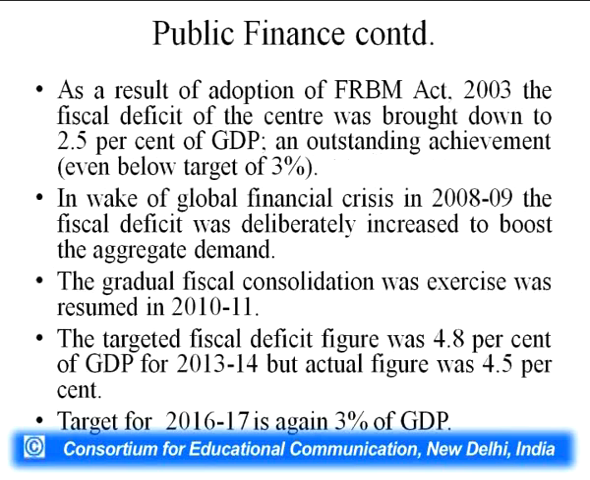As a result of adoption of the FRBM Act 2003, the fiscal deficit of the center was brought down to 2.5% of GDP, which was really an outstanding achievement, because the target for the fiscal deficit was 3%, but we have been able to achieve 2.5% of GDP as fiscal deficit. In the wake of the global financial crisis in 2008-9, the fiscal deficit was deliberately increased to boost the aggregate demand.